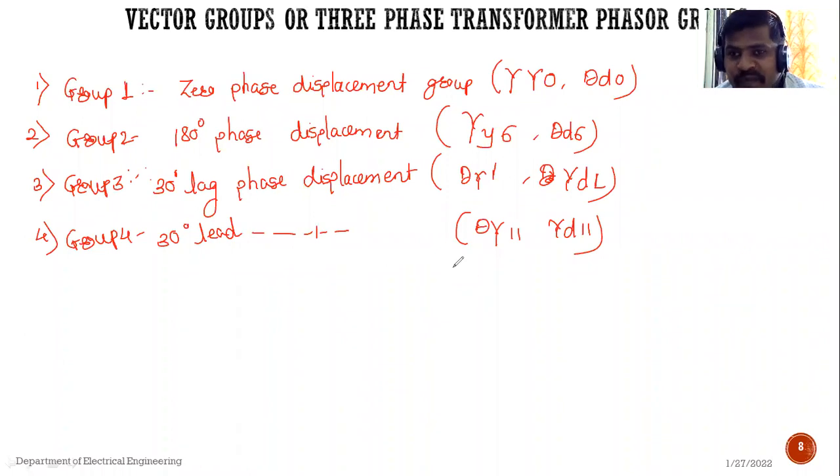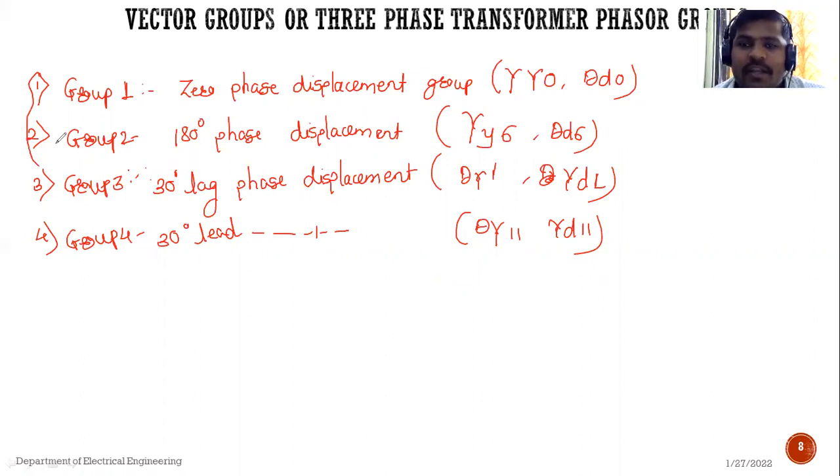See, the possible groups, that means the number of groups in which we can connect the transformer. There are 4 possible groups: group 1, group 2, group 3 and group 4. So from these groups we are able to connect the transformer. या ग्रुप मध्ये आपण ट्रान्सफॉर्मर कनेक्ट करू शकतो. So this is nothing but vector group.